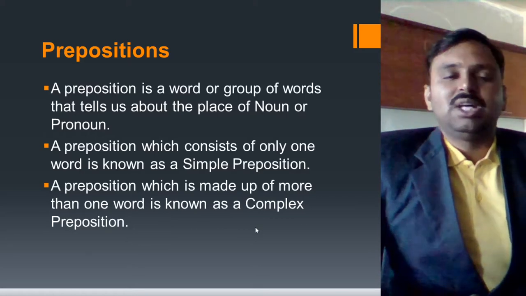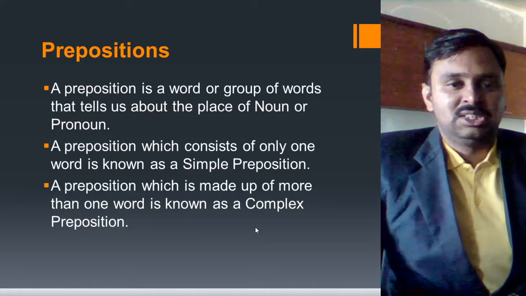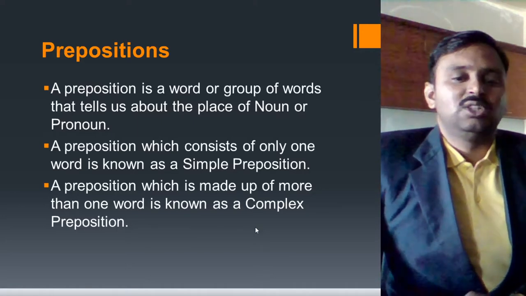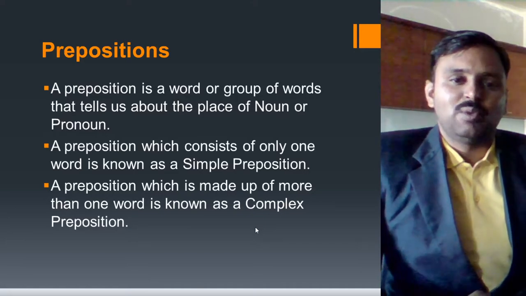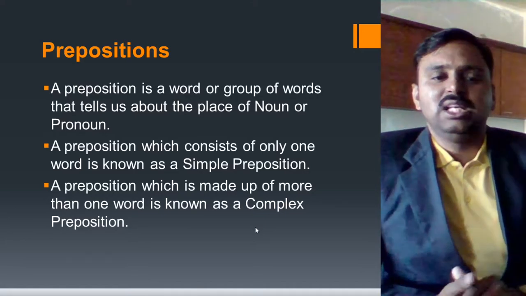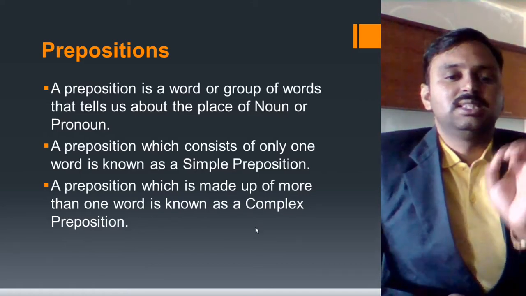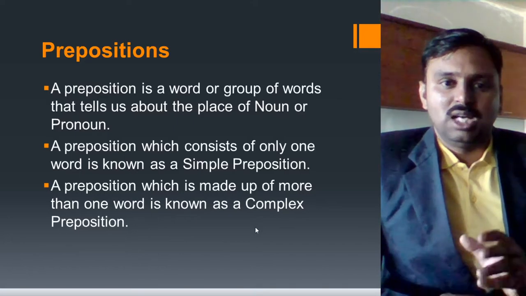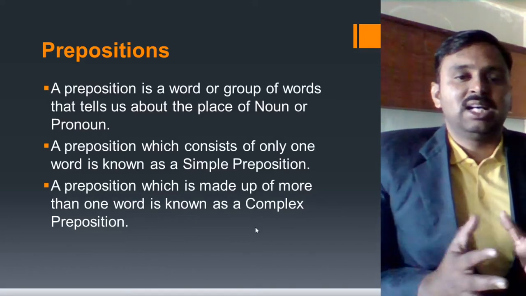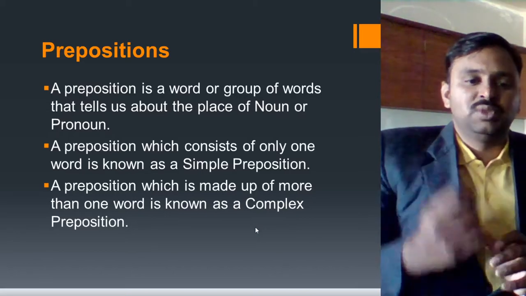Then we have two types of preposition in this chapter as explained, as given in the chart there. One is simple preposition and another one is complex preposition. Now what is simple preposition? A preposition which consists of only one word, that is only one preposition, is called as simple preposition, like on, above, over, under, beside. These all are the example of simple preposition because it is of only one word.